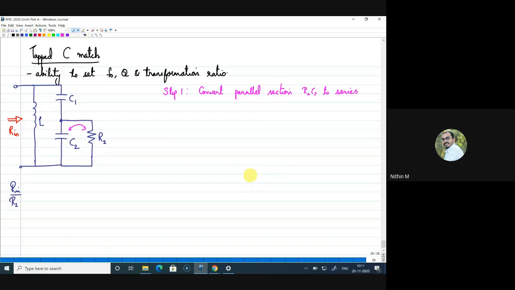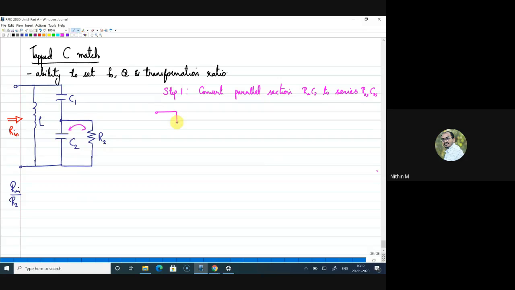When I convert this parallel R2 C2 into series, I name it R2S and C2S. Both R2 and C2 are now in series form. To get the values of R2S and C2S, we already know how the series to parallel transformation works, and we can use the Q factor formula to write the resistance as well as the capacitance value. This is the first step.